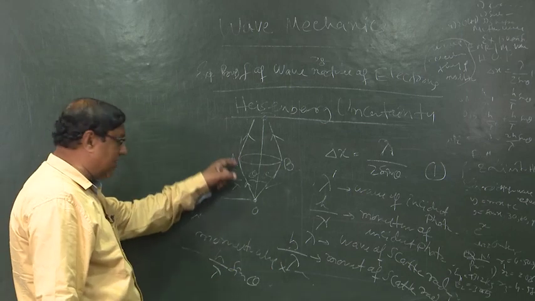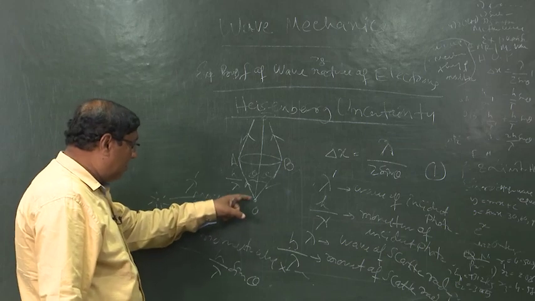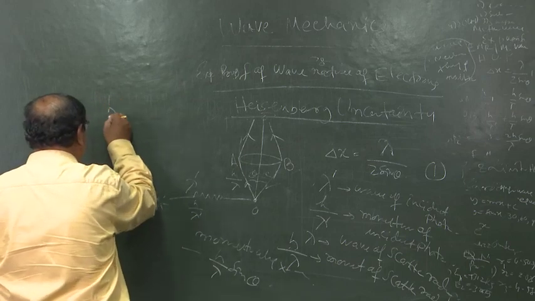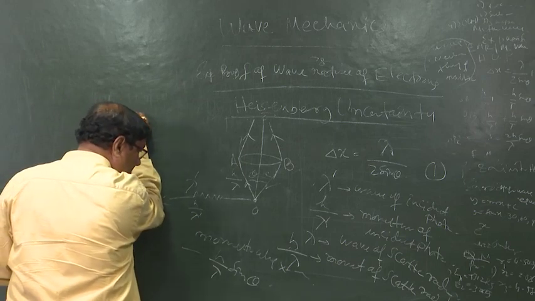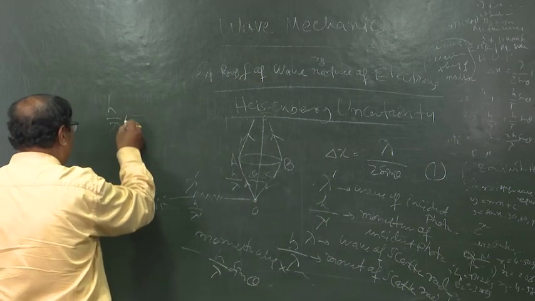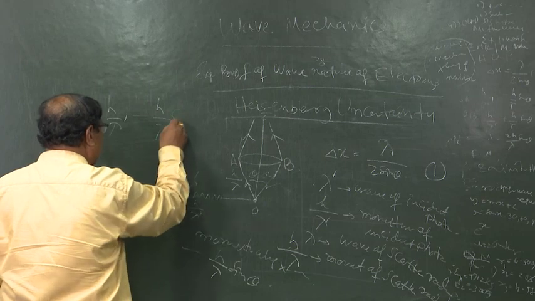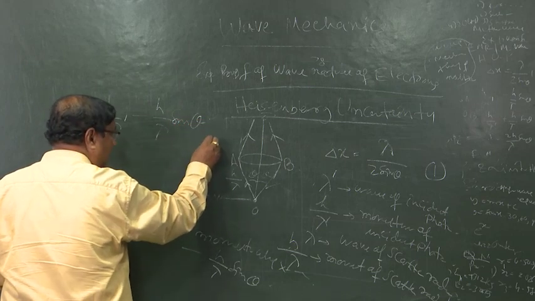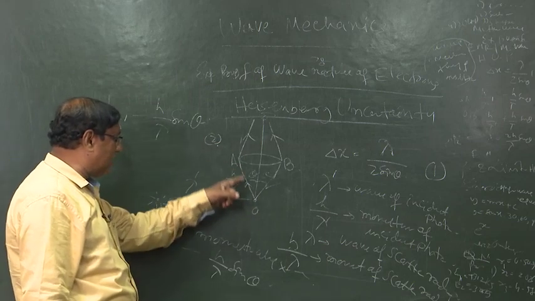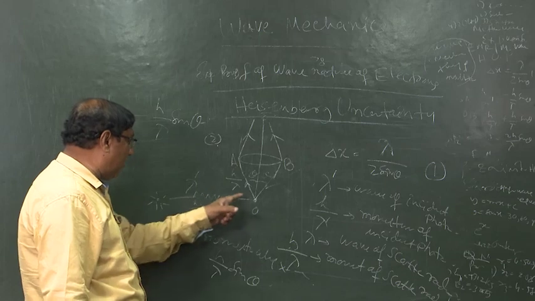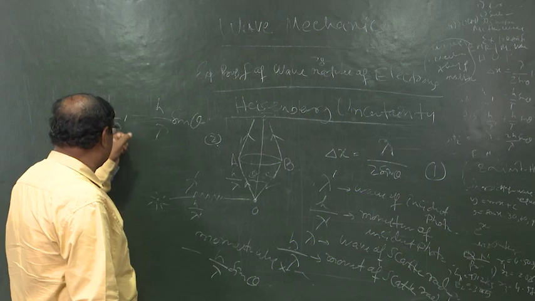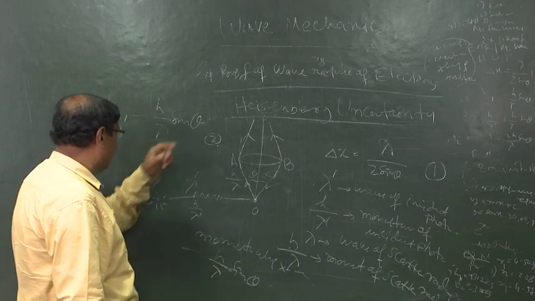For such radiation, what is the momentum imparted to the electron? It is the momentum of the incident photon, h by lambda dash, minus h by lambda sin theta. Let us say this is equation 2. So considering the scattered radiation and its momentum along the x-axis, this is the momentum imparted to the electron.